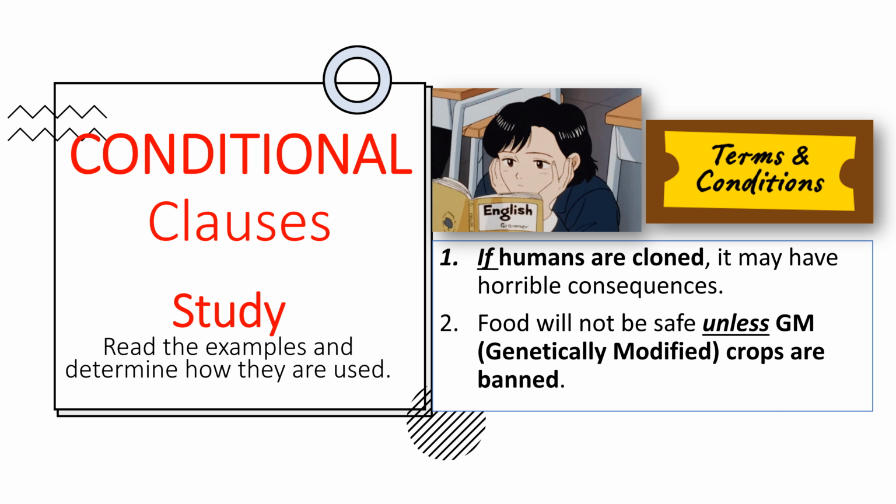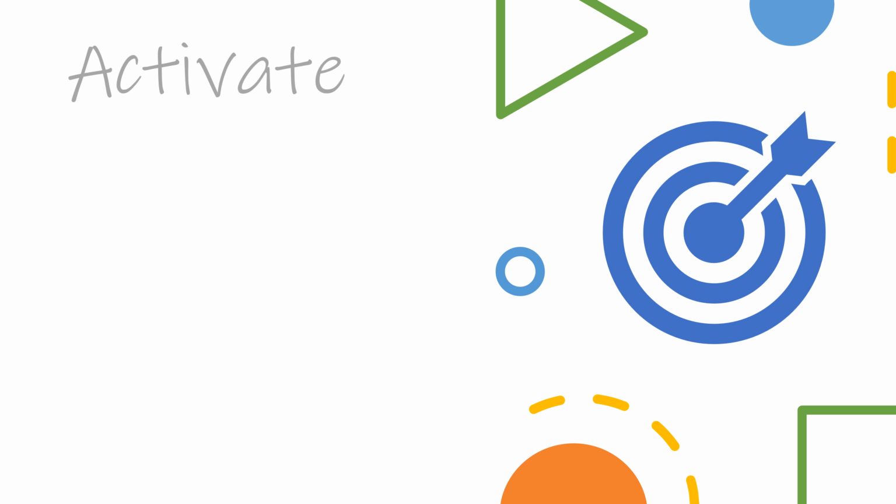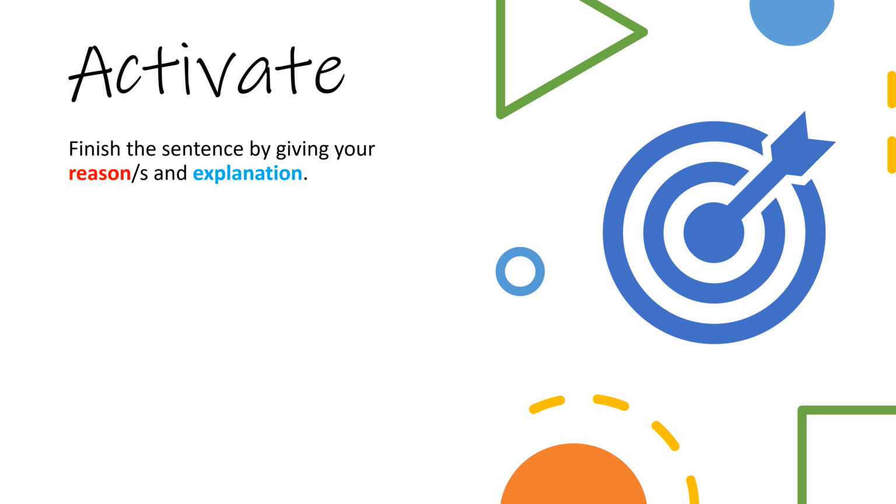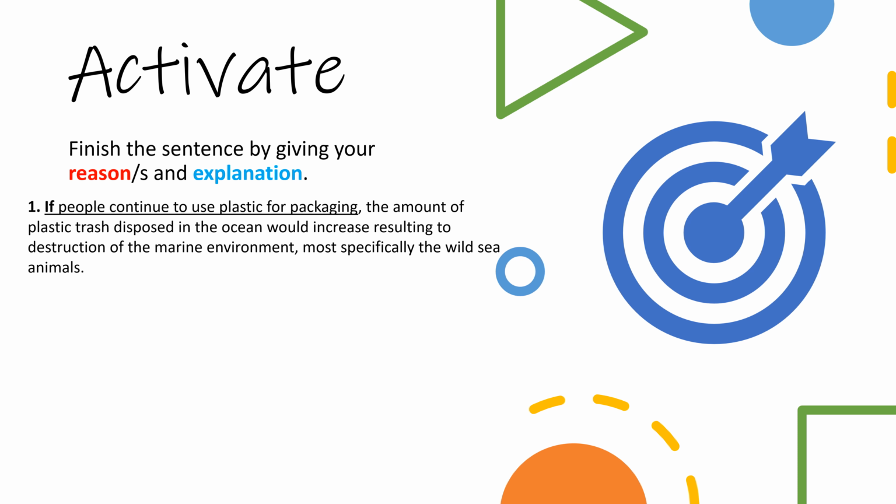Now let's practice on our own, and in this exercise I want you to finish the sentence by giving your reasons and explanations. So for example here, if people continue to use plastic for packaging, the amount of plastic trash disposed in the ocean would increase, resulting in destruction of the marine environment, most specifically the wild sea animals.